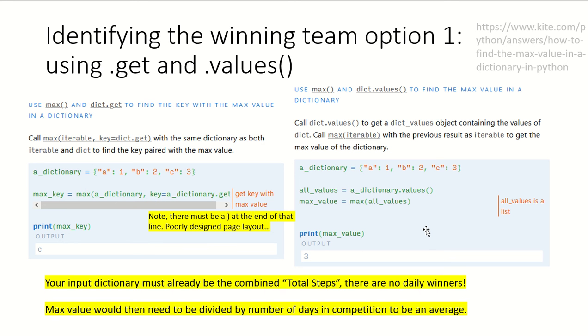Now to get the highest number of steps, you could call this .values method on the dictionary. So here you just have the name of the dictionary, period, values with open close but empty parentheses, and the output of that is a list of 1, 2, 3. You can call the max function on that list to give you the maximum value, and that's going to be 3. So the only thing you have to remember here is to divide by the number of days in the competition. So in our case, 3.